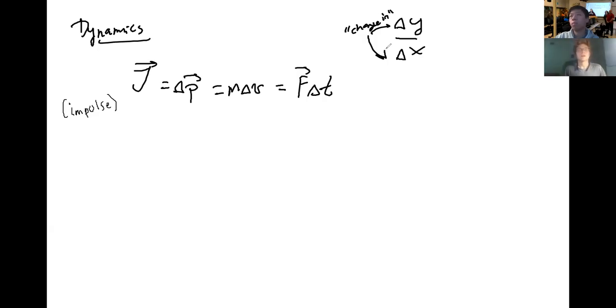So F delta t means F minus t? So F delta t means F times t final minus t initial.